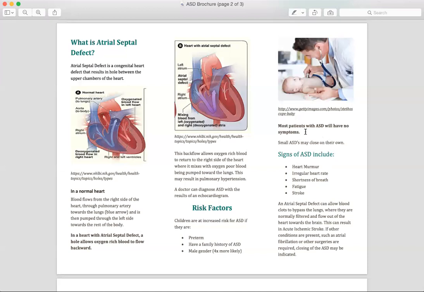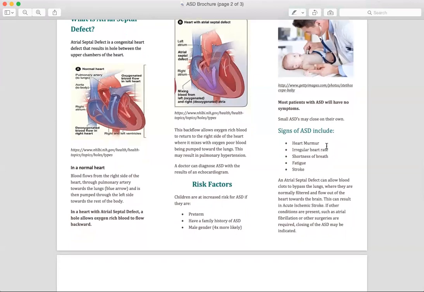So ASD can vary in size and shape. Most patients that have an atrial septal defect will be asymptomatic. Small septal defects may close on their own, similar to the patent foramen ovale. So it's likely that only medium or large septal defects will show symptoms. And those symptoms may include heart murmur, an irregular heart rate, shortness of breath due to the inefficiency of the blood pumping, or possibly due to hypertrophy from increased pressure, fatigue, and, as I mentioned before, stroke.